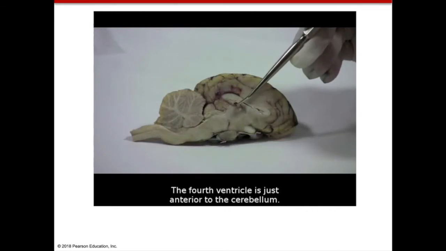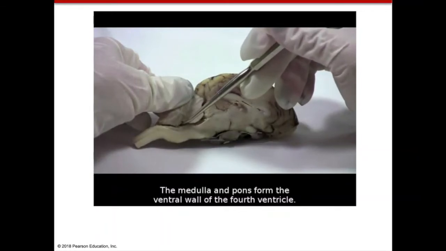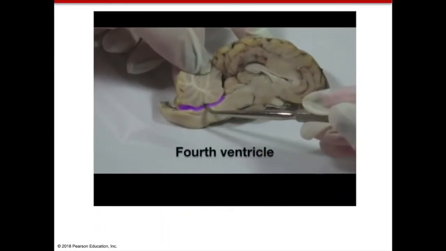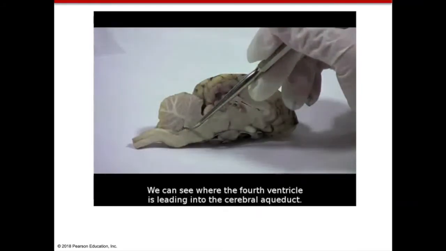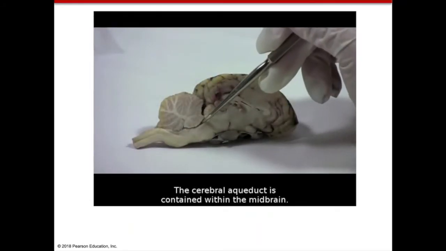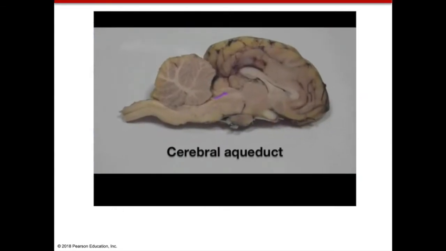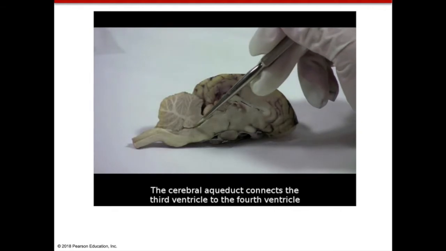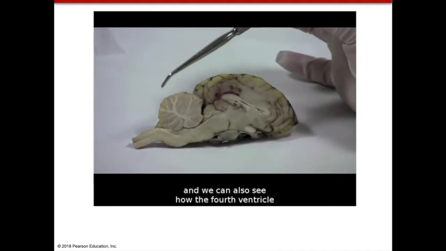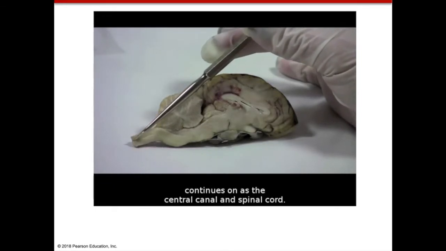The fourth ventricle is just anterior to the cerebellum. The medulla and pons form the ventral wall of the fourth ventricle. We can see where the fourth ventricle is leading into the cerebral aqueduct. The cerebral aqueduct is contained within the midbrain. The cerebral aqueduct connects the third ventricle to the fourth ventricle. And we can also see how the fourth ventricle continues on as the central canal in the spinal cord.